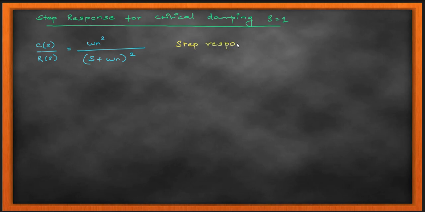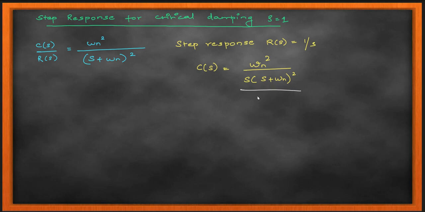So we will see what is the response of that system when your input is a unit step signal. So that is your step response. When you have your input signal to be a step signal, you get a step response. And in terms of the Laplace transform, I can write my step signal to be R of S is equal to 1 by S. Good.